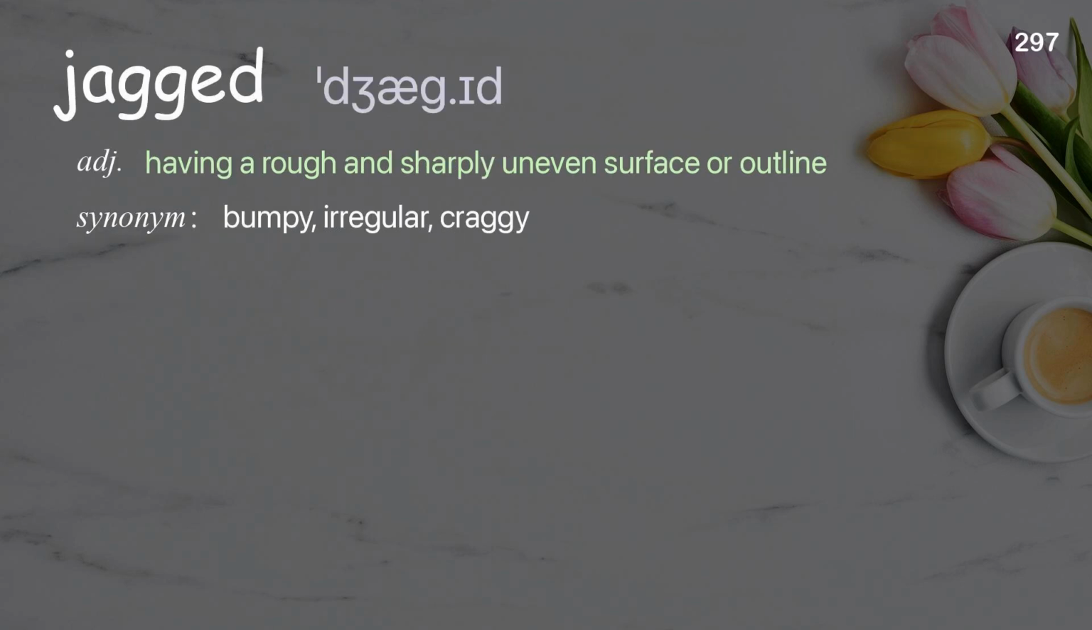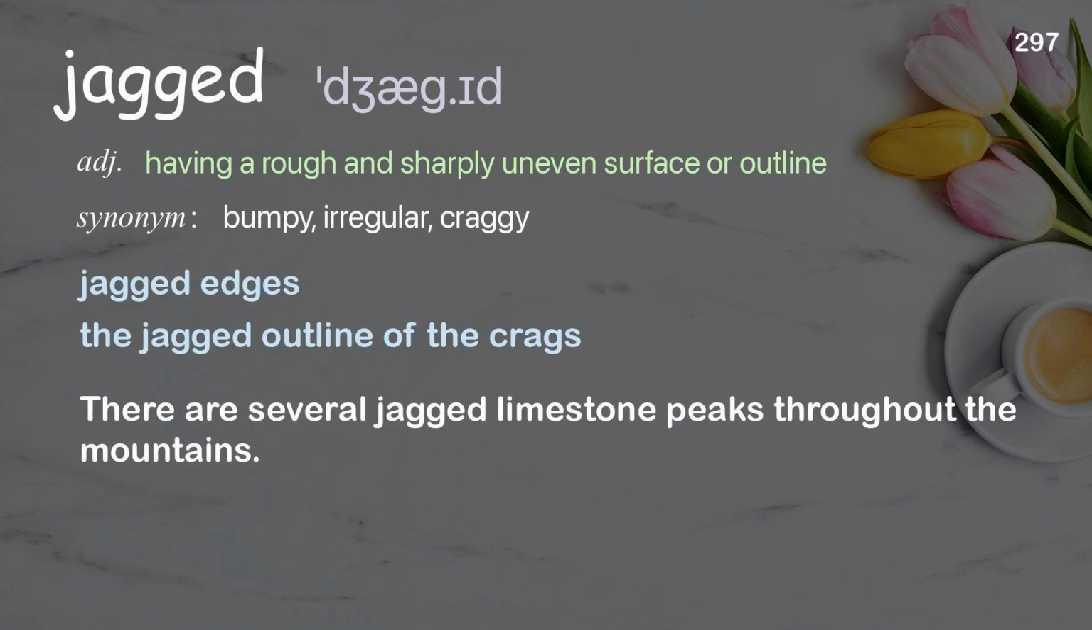Jagged. Having a rough and sharply uneven surface or outline. Examples: jagged edges, the jagged outline of the crags. There are several jagged limestone peaks throughout the mountains.